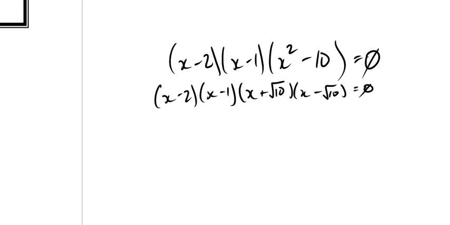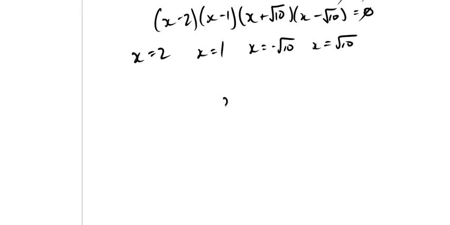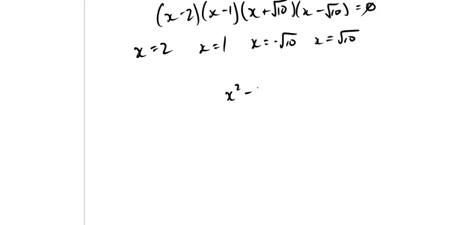But for solving, if I was going to finish this, we're not graphing, we're solving. X equals 2, x equals 1, x equals negative root 10, and x equals positive root 10. So it has 4 solutions. Nothing wrong with that. The other way we could have solved that, x squared, what did I have? Minus 10. Yeah, minus 10.